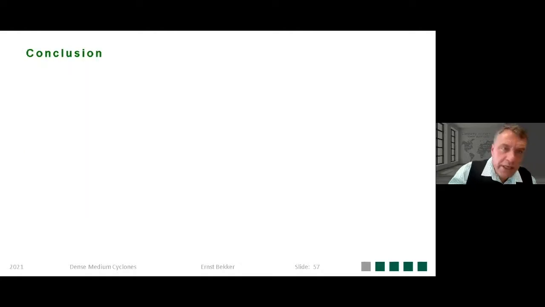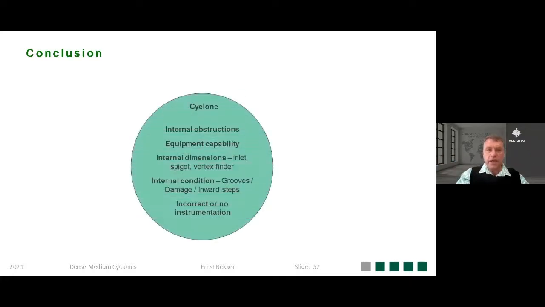So in conclusion, this whole presentation can be summed up as follows. When there's a problem, you start with the cyclone. Look at the internal obstructions, look at the capability of the equipment. What does it look like? What are the internal conditions? Are there any grooves, misalignment? Is the instrumentation on the cyclone correct?